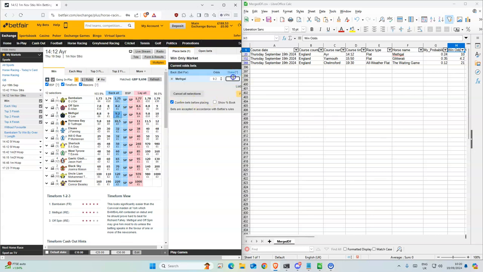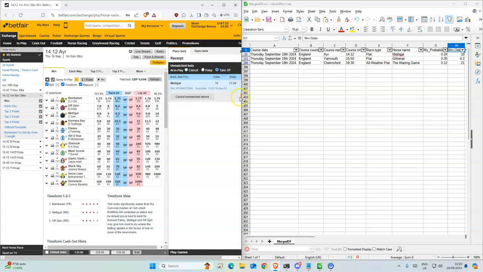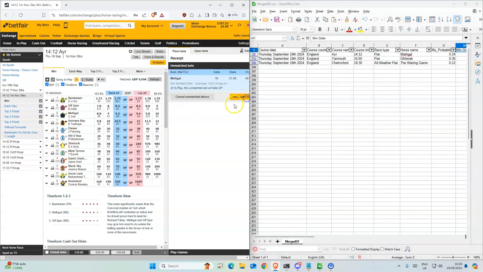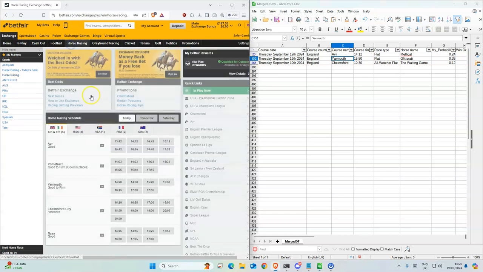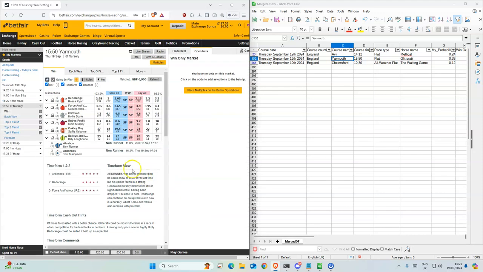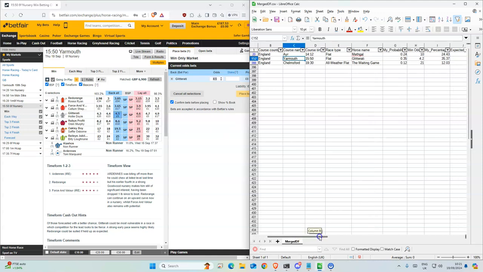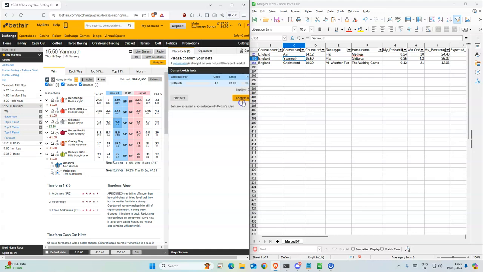Okay, so let me put this selection. This is 9.2, and we want 10 or above, so we'll try for that. Next one's Niyamat. 350. And this has drifted out a bit. 4.5, and we are 4.2.